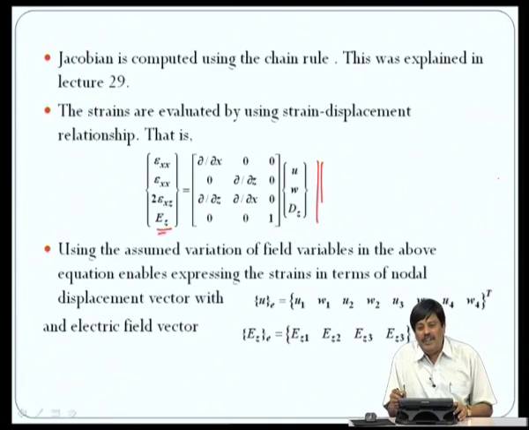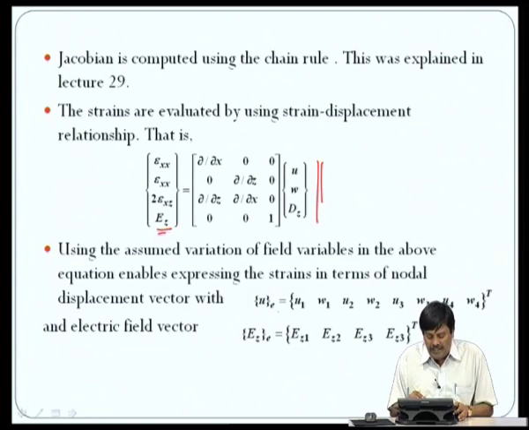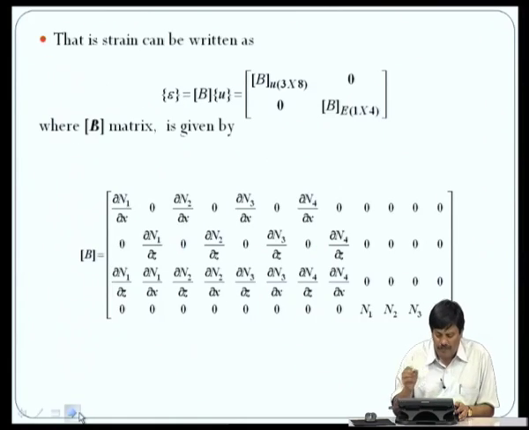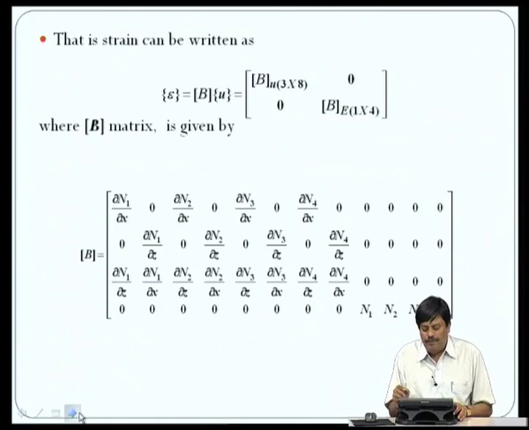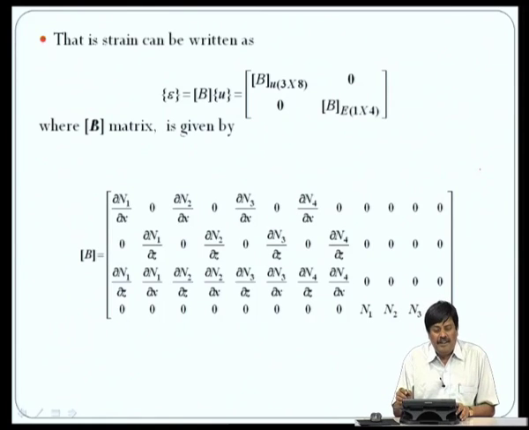So, now using the assumed variation of field variables, where the field variables here are the displacements u, w and the electrical field E, we write the element displacement vector as u1 w1, u2 w2, u3 w3, u4 w4, that is the mechanical vector, and the electrical vector is E1, E2, E3, E4 at the 4 nodes. So, now the strain displacement matrix after it is computed will be of this form, B into U.